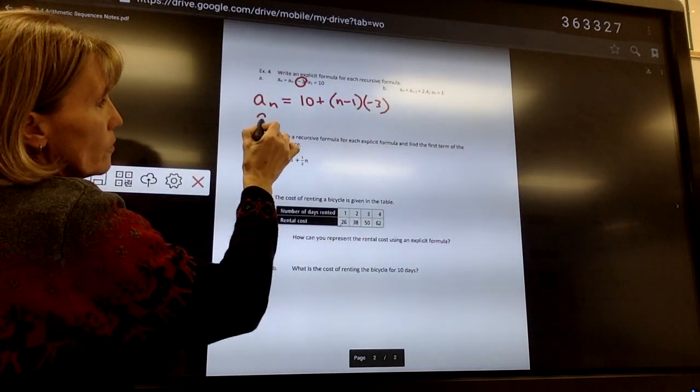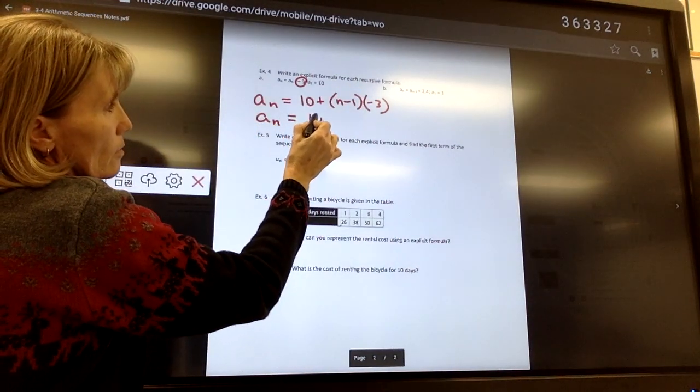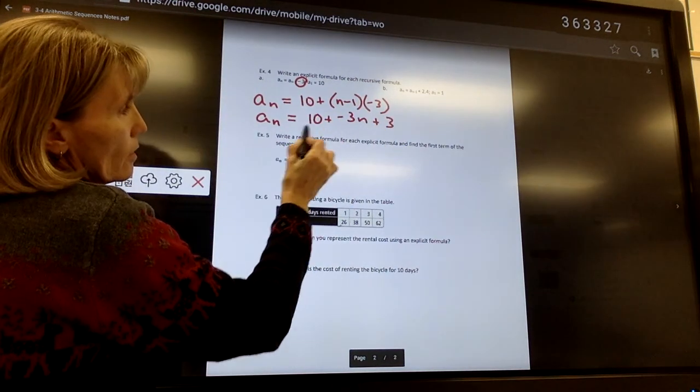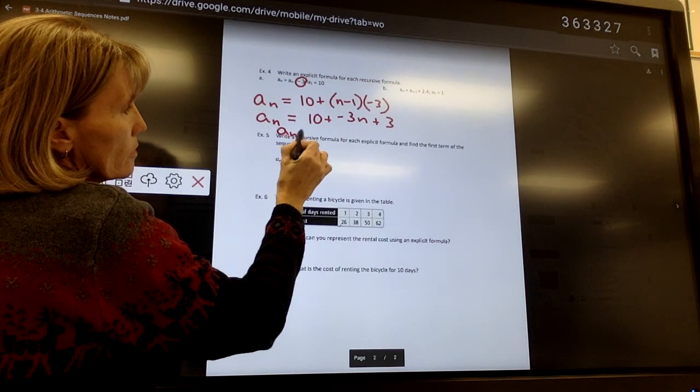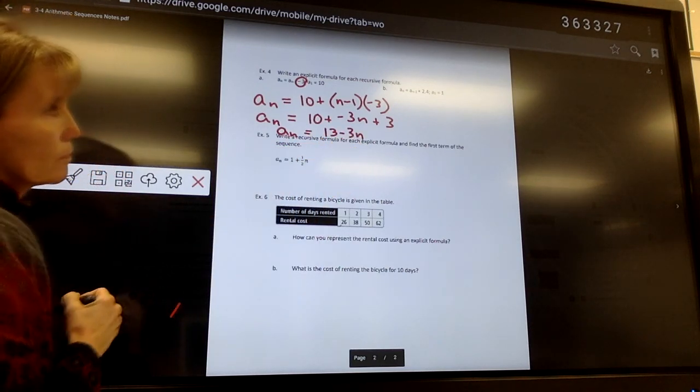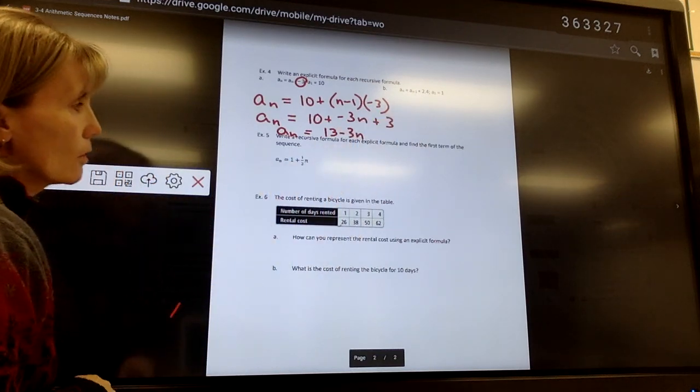You're going to distribute. So 10 plus, this would be a negative 3n plus 3. You can combine your like terms and say 13 minus 3n. You can do the same thing with letter B there.